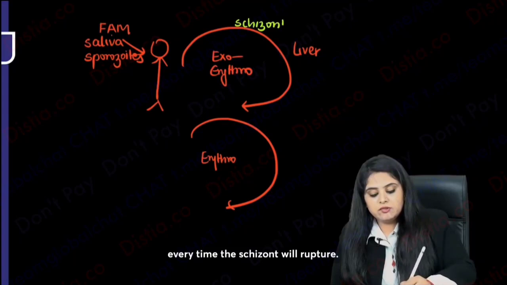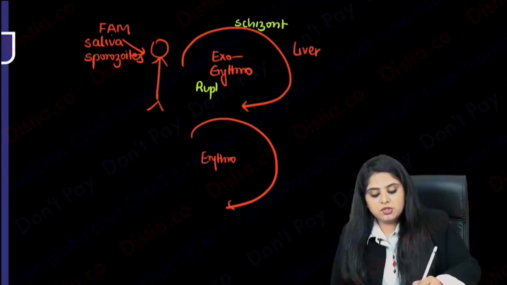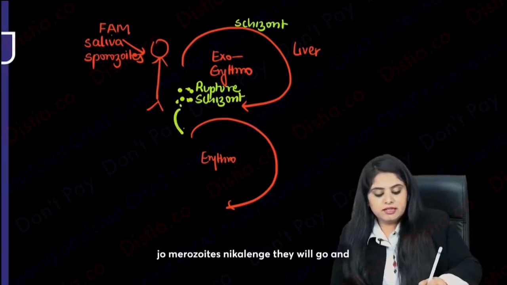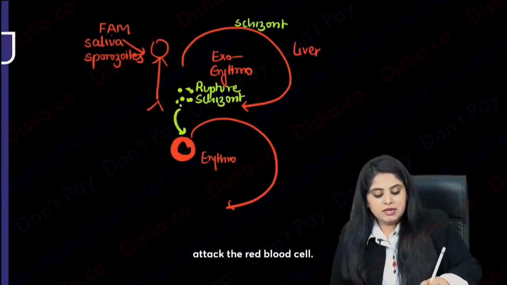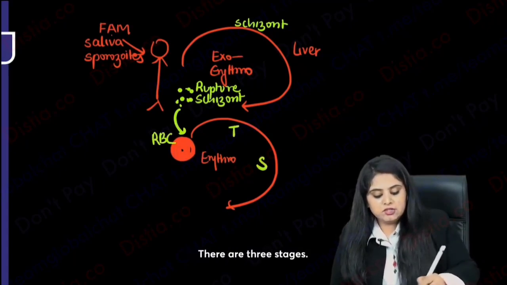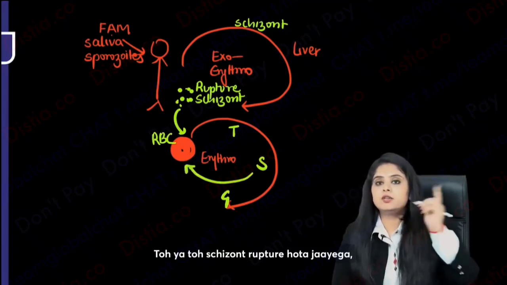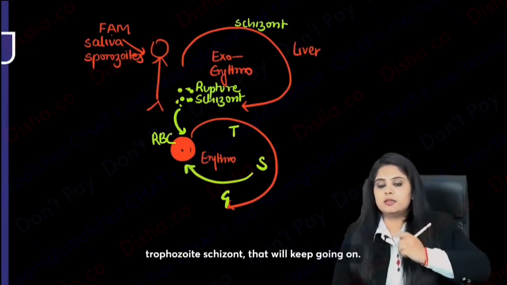Every time the schizont ruptures, all the merozoites are going to go and attach to the red blood cells. The merozoites that come out will go and attack the red blood cell. In the red blood cell, how are they going to form? There are three stages, TSG: trophozoite, schizont. So the schizont rupture will keep going on, trophozoite, schizont, that will keep going on.